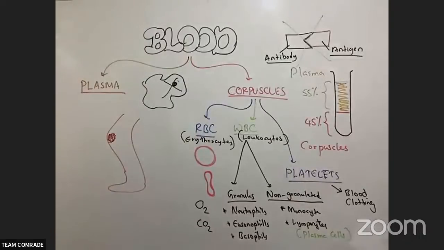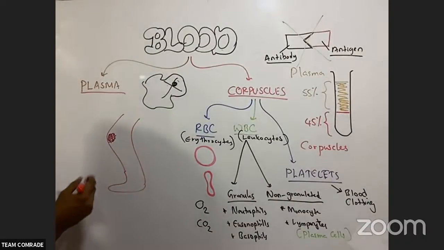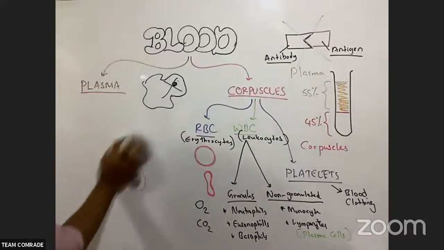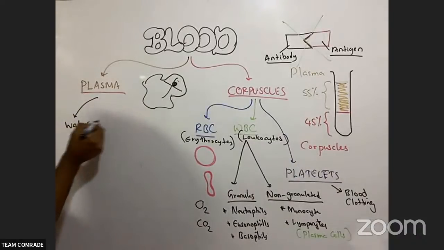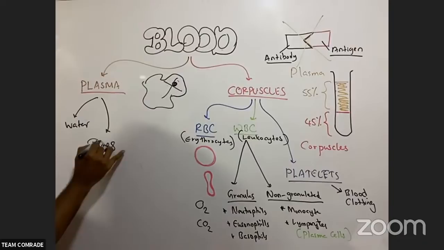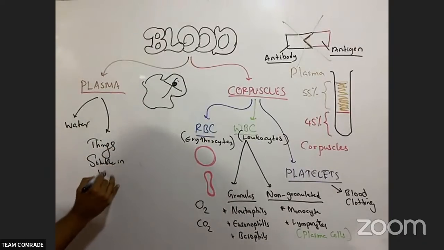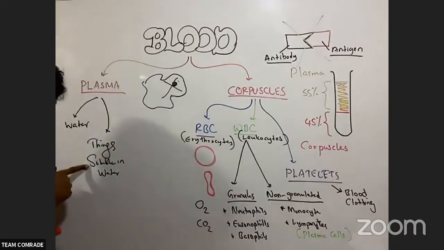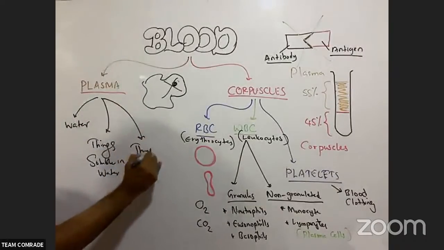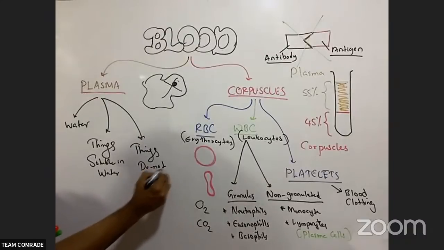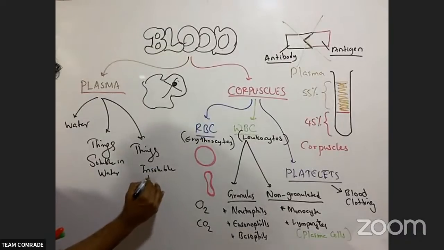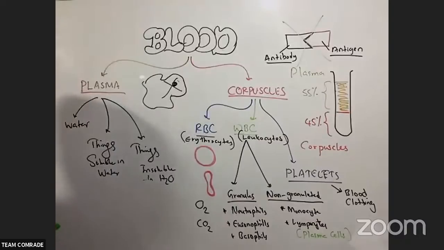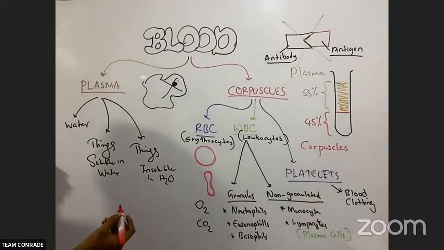The other way to look at it, plasma is having what? Things which are soluble in water, and things which are not soluble, which we call insoluble in water, in H2O. So here in plasma, mainly we have water, and things soluble in water. Tell me some examples of things which are soluble in water.